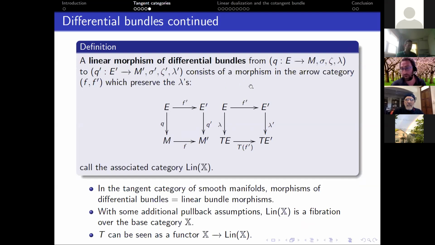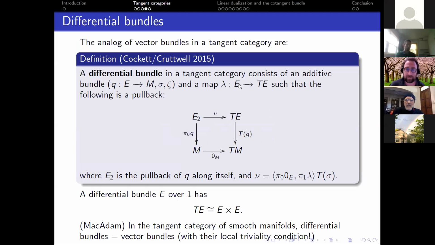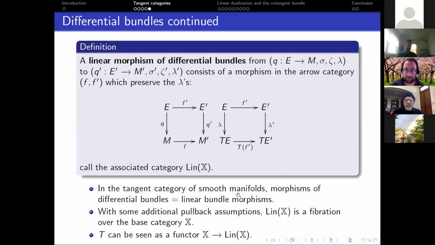And this is nice as well, because this turns out to be equivalent to, in the case of smooth manifolds, asking that it be linear in the ordinary sense. So it's very natural to ask that it preserve this lambda map, but that turns out to be equivalent to being linear in the ordinary sense.